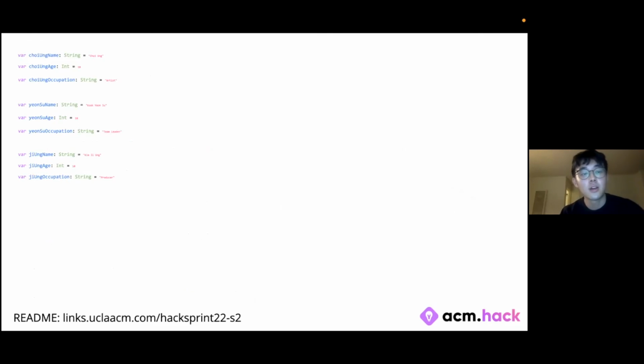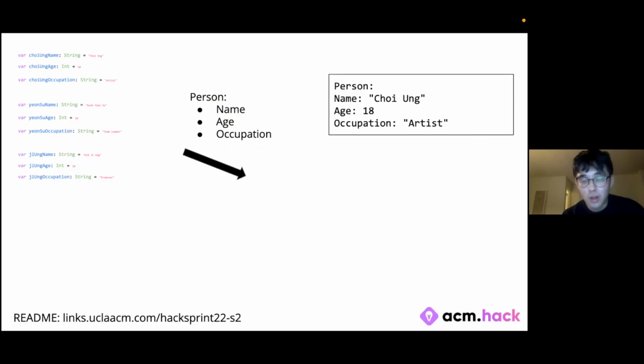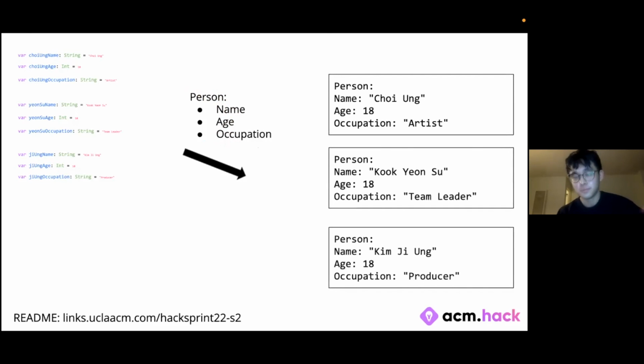What we notice in common with all 3 of these variables is that everyone has a name, an age, and an occupation. So what if I try to define this notion of a person, and every person has a name, an age, and an occupation? Then our 3 chunks of code could look like this. We have a person 1, and its name is Choi-Young and age 18, and we do the same for the other 2. Well, this is nice and all, but this is not really Swift code, right? So let's see how we could actually do that in Swift.